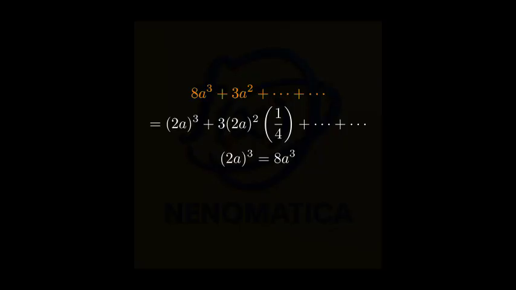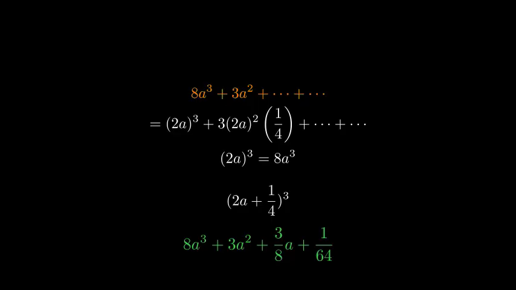Now let's apply the binomial theorem to expand this expression. In our case, we have (2a plus 1/4) cubed. So we need to find each term in the expansion. Let's expand this step by step. The full expression is 8a cubed plus 3a squared plus 3/8 a plus 1/64.